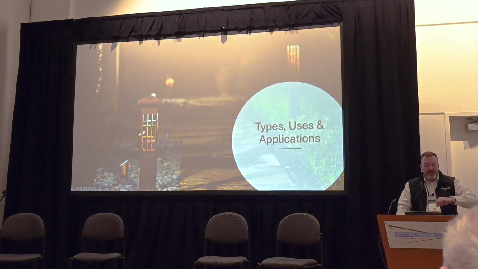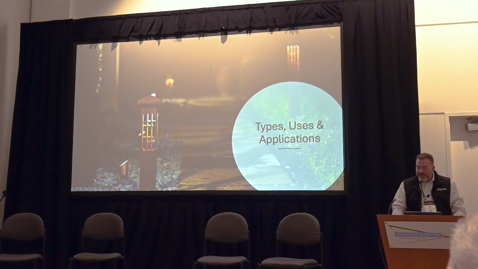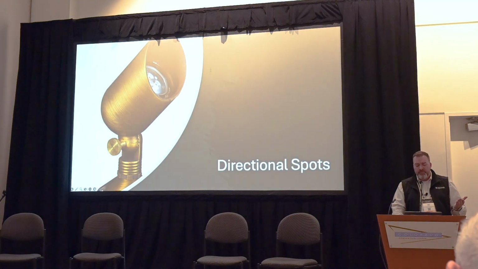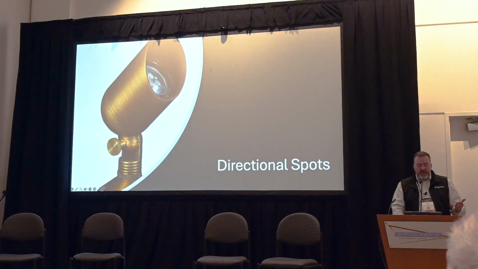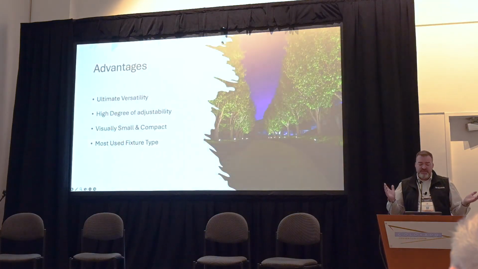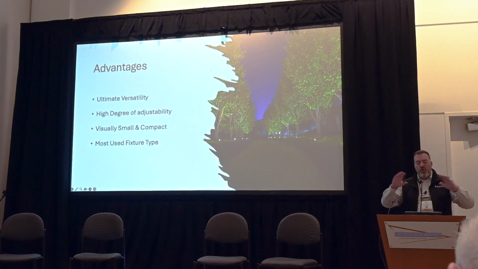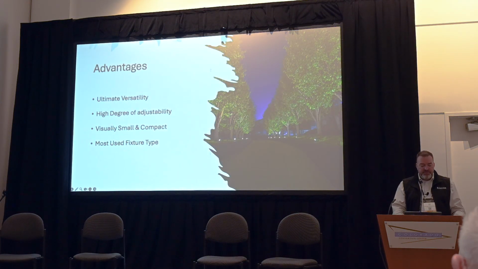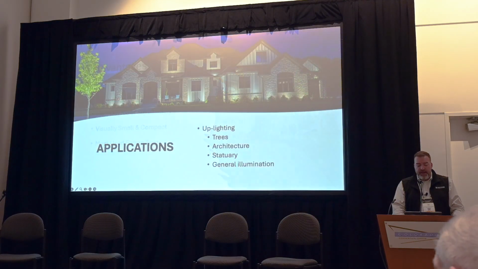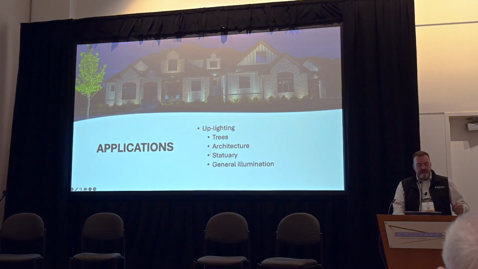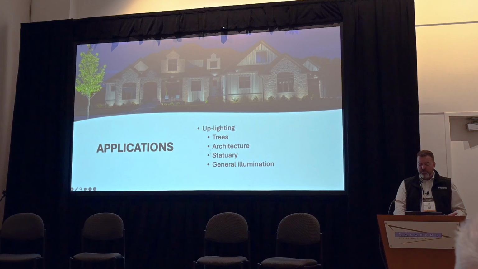All right, we've got just a few minutes left. I'm going to run through the types of fixtures that you're going to get into, and this is no particular brand, but we're going to take a look at directional spotlights. This is the ubiquitous uplight that most people see. This is ultimate versatility, a high degree of adjustability. They're usually small, compact, but you can use them for uplighting trees, architecture, statuary, general illumination. They're kind of the jack of all trades fixture.